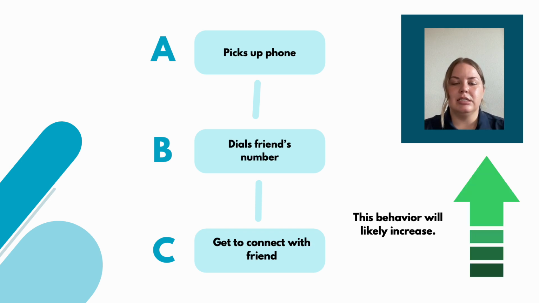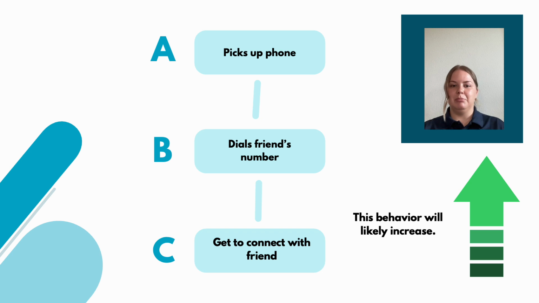Another example is you pick up the phone and you dial your friend's number, and then you get to connect with the friend. So the antecedent is we see our phone, and we're going to dial our friend's number. We engage in that behavior of dialing the friend's number, and then the consequence is we get to connect with the friend. So that stimulus change is we get to connect with the friend. And this behavior will likely increase.